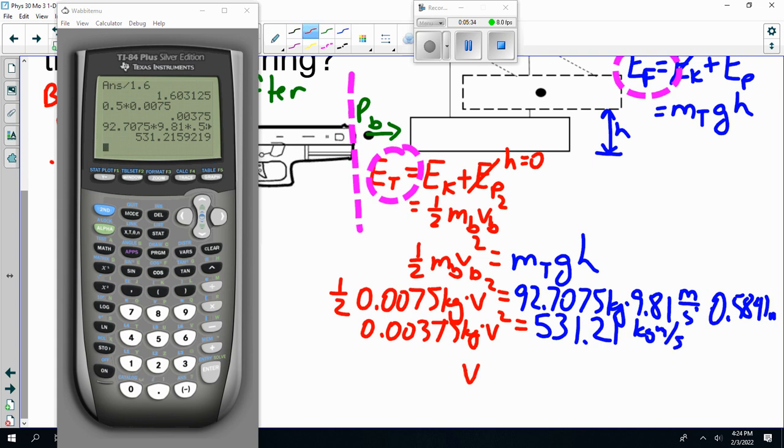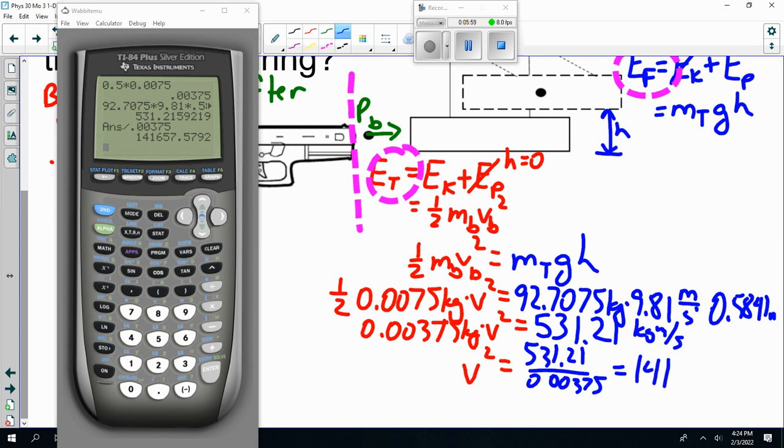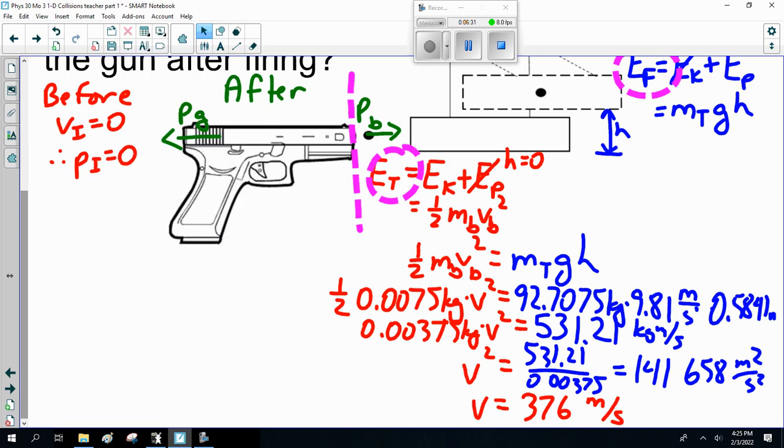So V squared is 531.21 divided by 0.00375. So divide that by that. That's 641,658 meters squared per second squared. So the velocity of the bullet is the square root of that. Square root answer, 376 meters a second. That's a hot bullet. Actually, that's a relatively hot bullet, I should say, for a pistol. They're a lot smaller than that, but I suppose you could have a good magnum, something bottlenecked. Anyway, so that's the velocity of the bullet.